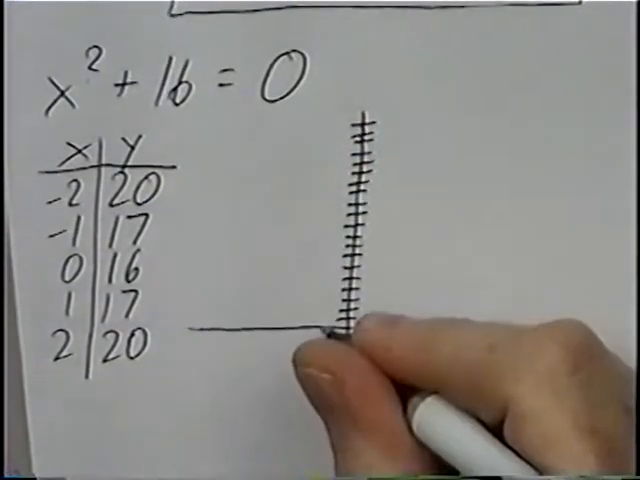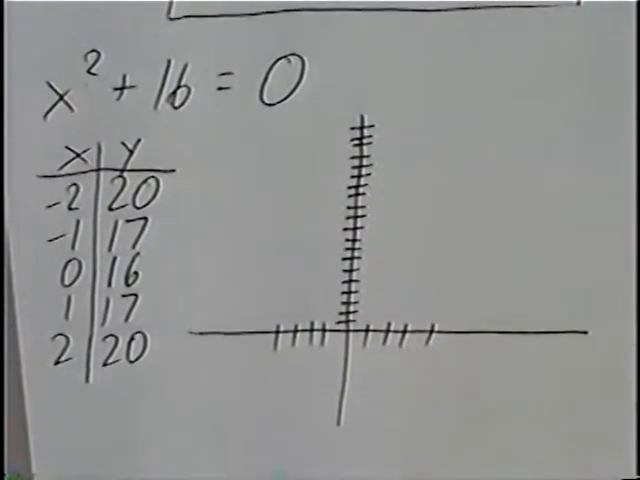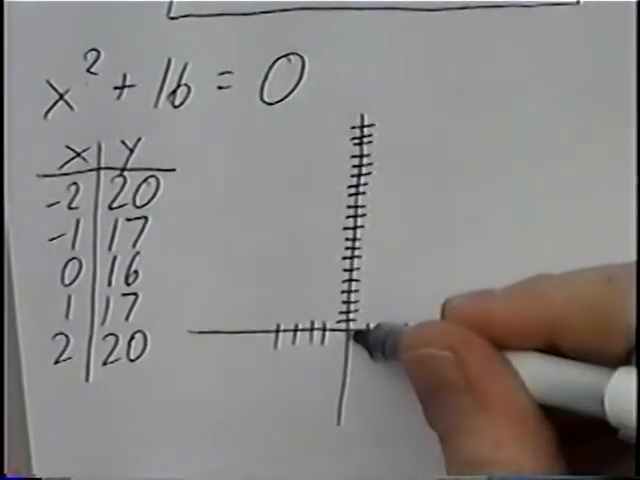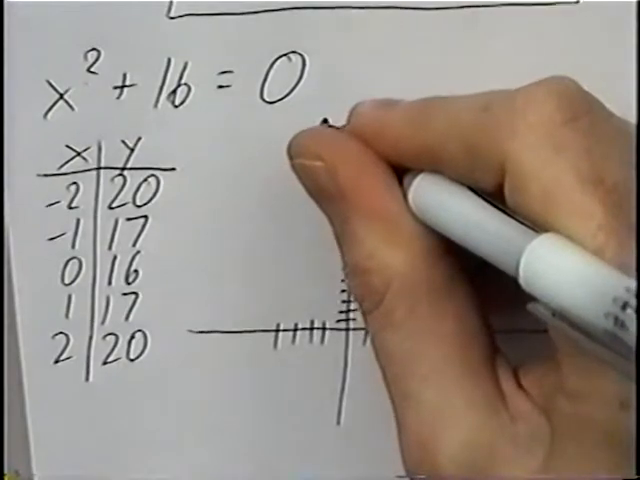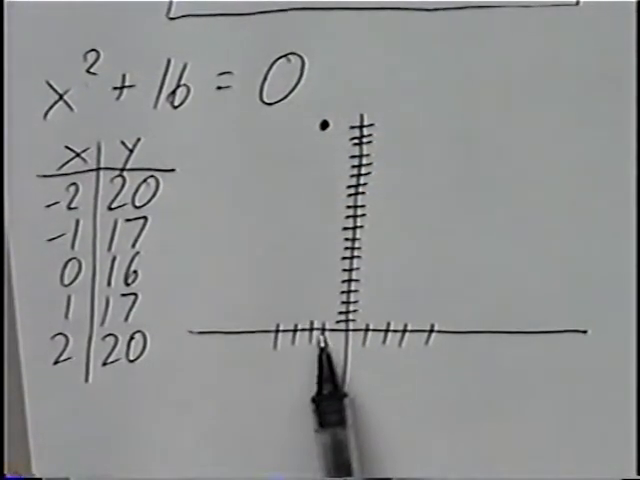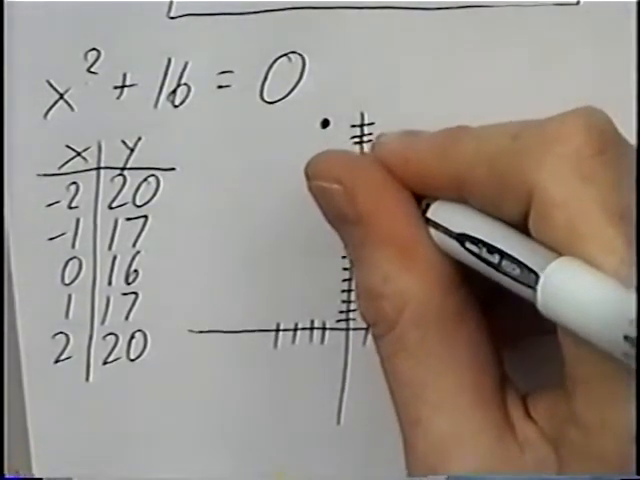And for the x values, we can use a couple spots on each side. The first point, negative 2, 20. Negative 2 would be 2 spots to the left and up 20. Negative 1, 17 would be 1 spot to the left and up 17 spots.